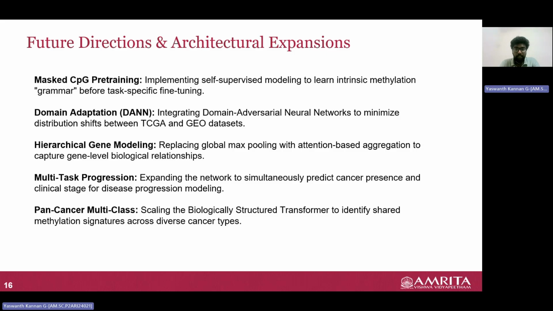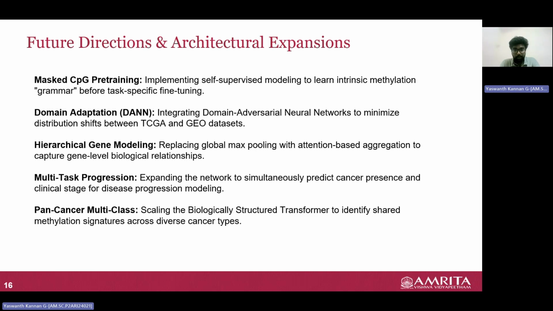Another direction is to incorporate domain adaptation techniques such as domain adversarial neural networks, which can help to reduce the distribution difference between datasets like TCGA and GEO, improving the model generalization capability across datasets of any type.